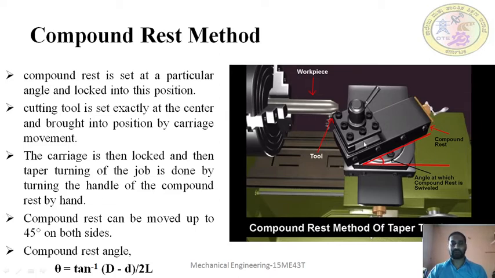The compound rest can be swiveled to a maximum of 45 degrees on both sides. So it can be moved 45 degrees maximum this side, or 45 degrees maximum this side. Both sides means this side and this side, so we should not get confused; it is not only one side. From the center, it can be moved 45 degrees this side, and from the center 45 degrees that side. So the required angle is obtained, up to a maximum of 90 degrees in total, so that we will get the required taper angle. So this is the compound rest method.